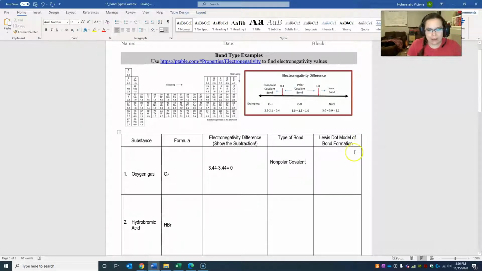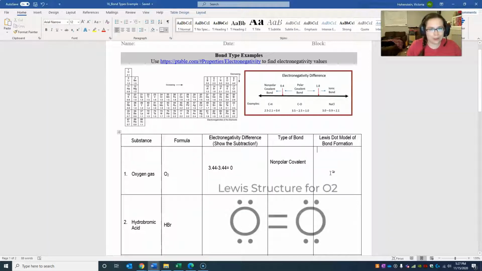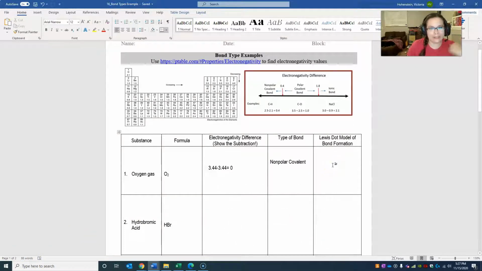Lewis dot model of bond formation. So what they want you to do here is draw the molecular structure. So for O2 gas, it would be oxygen double bonded to another oxygen, and each of the atoms has 4 lone pairs of electrons. I'll insert a picture of that on the screen.